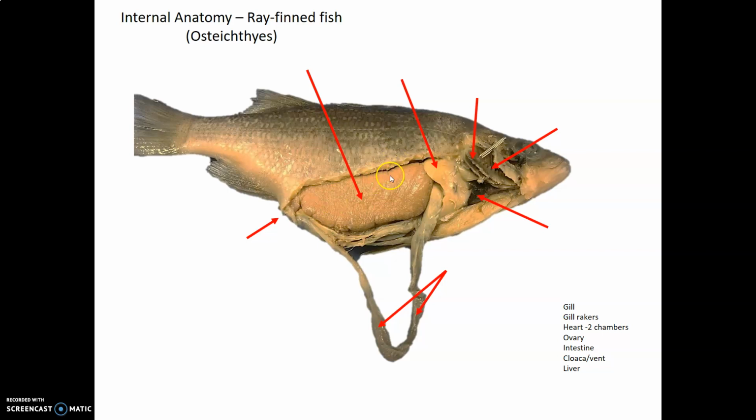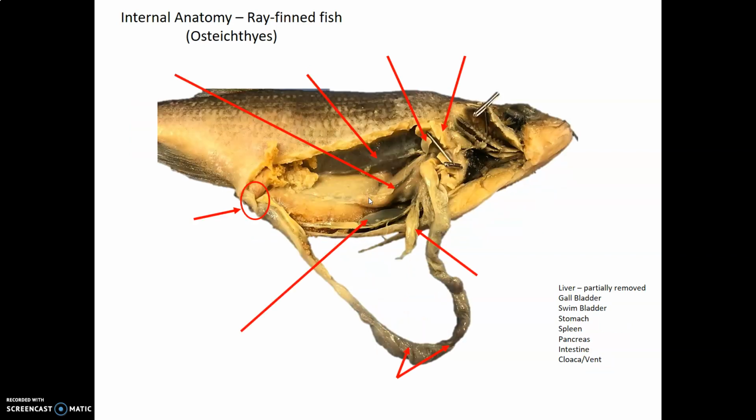But by far and away, in most of the fish that we dissect, the largest organ in the abdominal cavity is the ovary. This is one ovary here that you can see is ripe and full of eggs. The testis of the male fish is much smaller. By removing this right ovary, we can see some of the other internal structures.